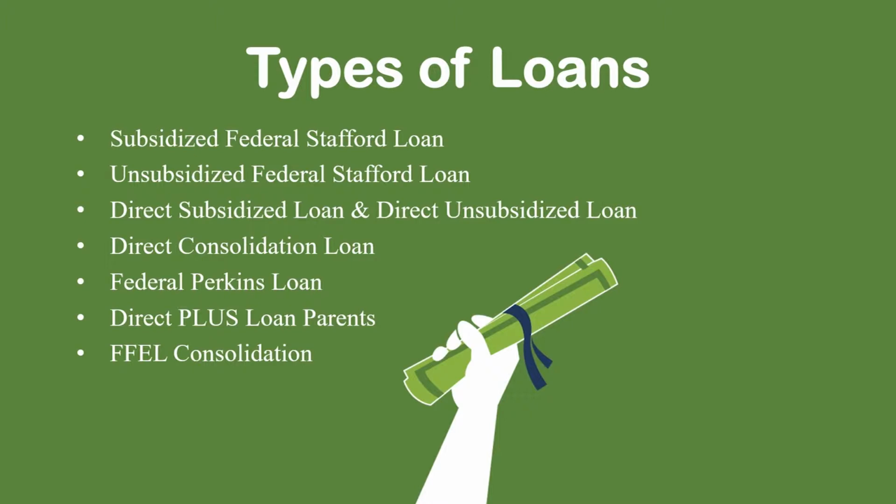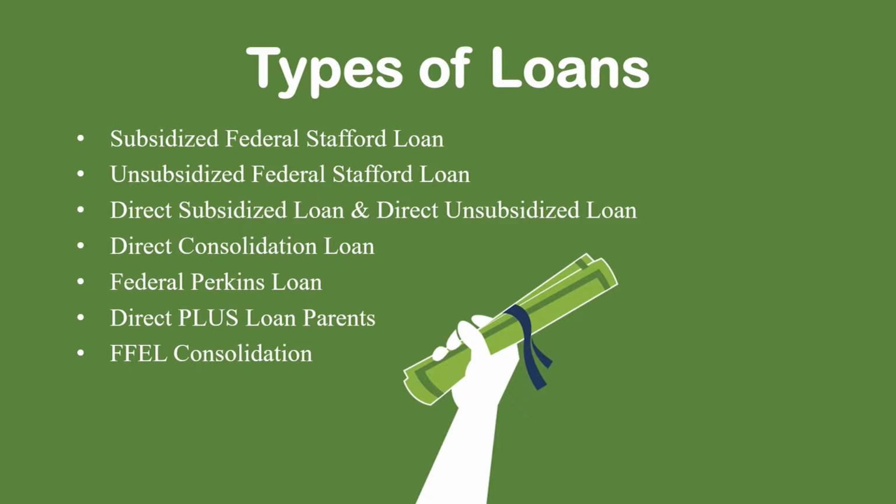Direct subsidized loans are available to undergraduate students with financial need. Your school determines the amount you can borrow, and the amount may not exceed your financial need. The U.S. Department of Education pays the interest on a direct subsidized loan while you're in school at least half-time, for the first 6 months after you leave school, which is referred to as a grace period, and during a period of deferment, that's a postponement of loan payments.